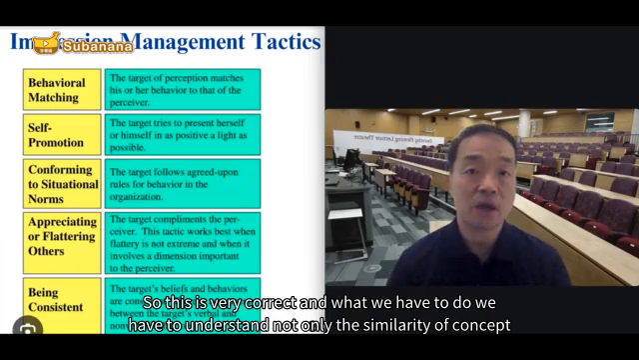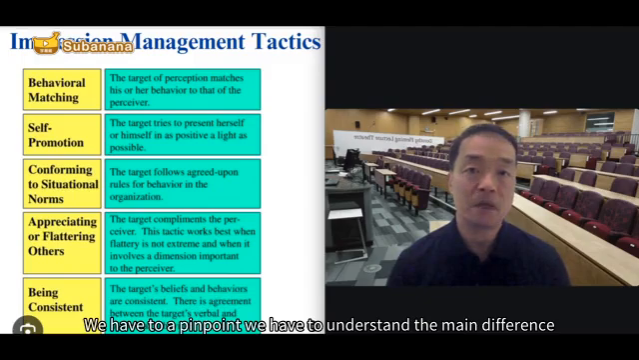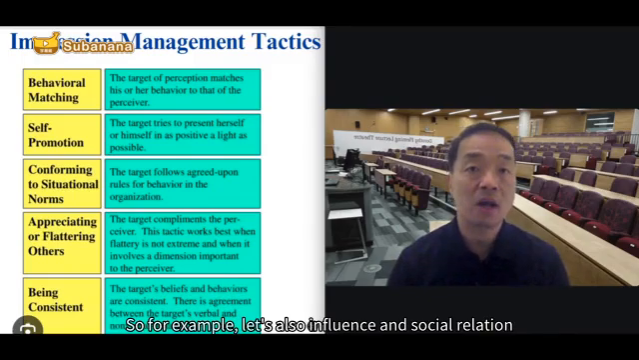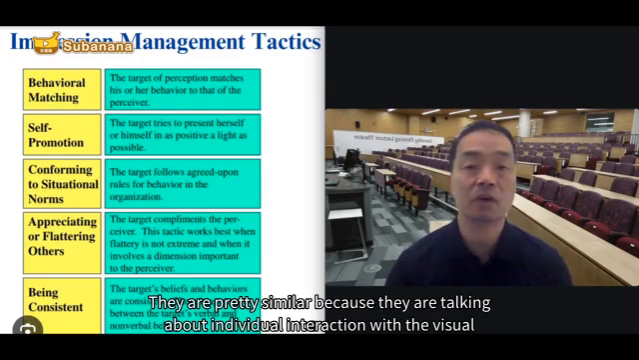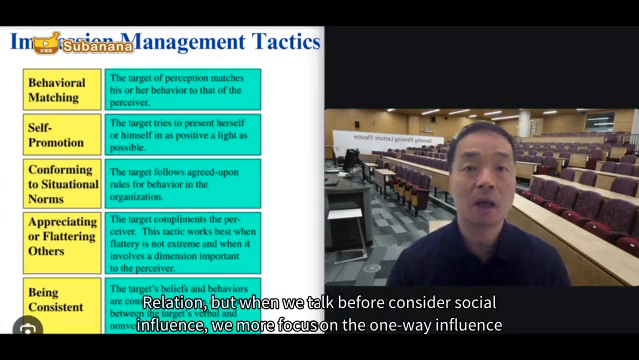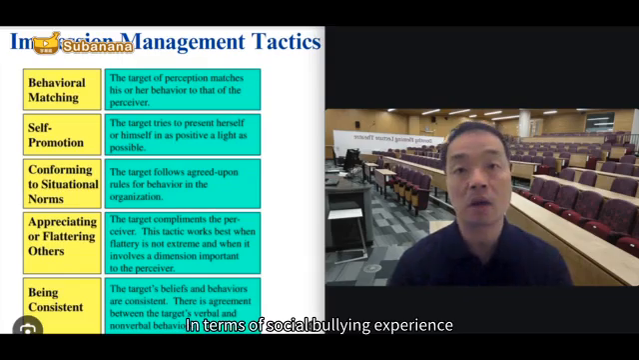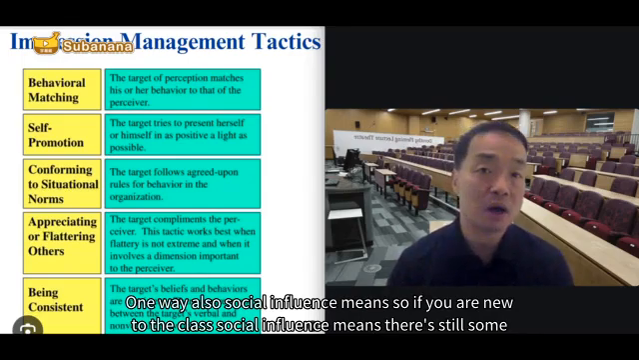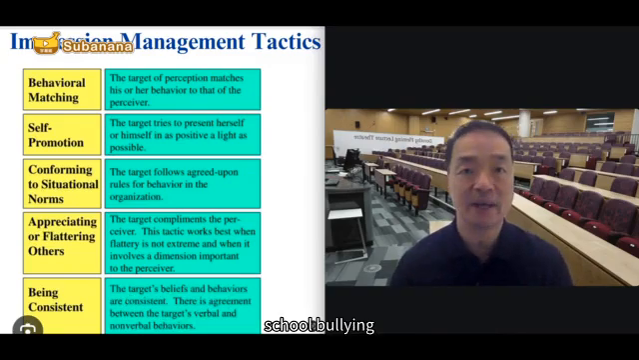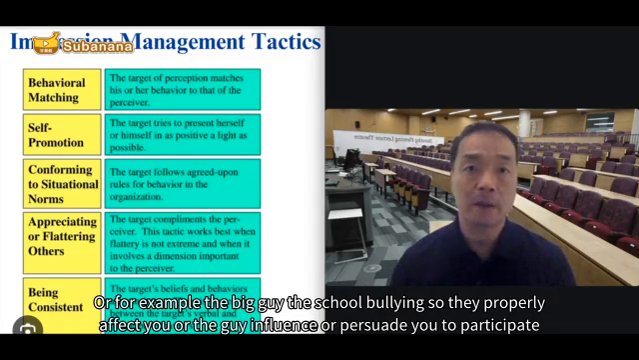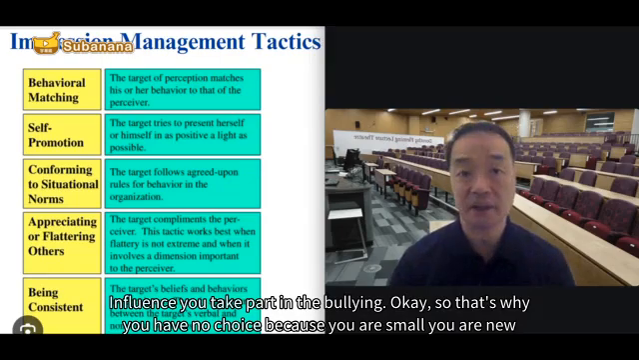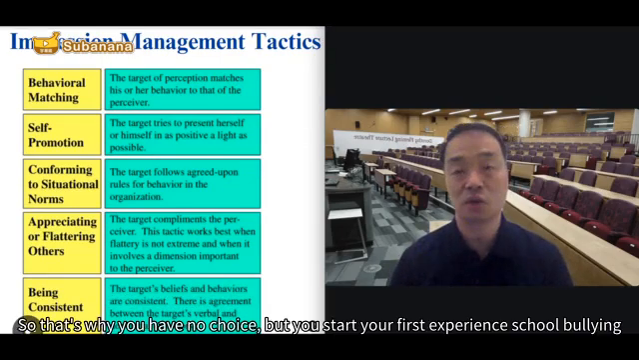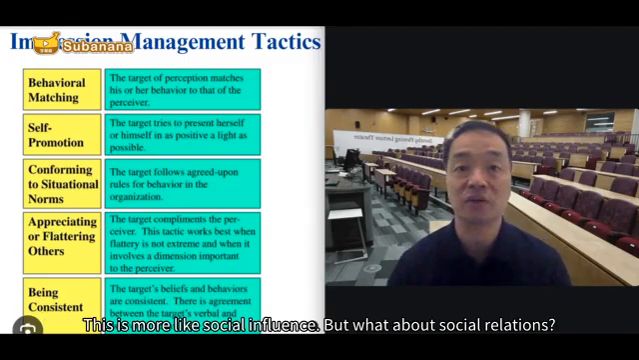But we have to understand not only the similarity of the concepts, we have to pinpoint the main difference. For example, social influence and social relation are pretty similar because they both talk about individual interaction and relation. But when we consider social influence, we focus more on one-way influence. For example, in a school bullying experience, if you are new to the class, the big guy, the school bully, may influence or persuade you to take part in the bullying. Because you are small and new, you have no choice but to start your first experience of school bullying. This is more like social influence.